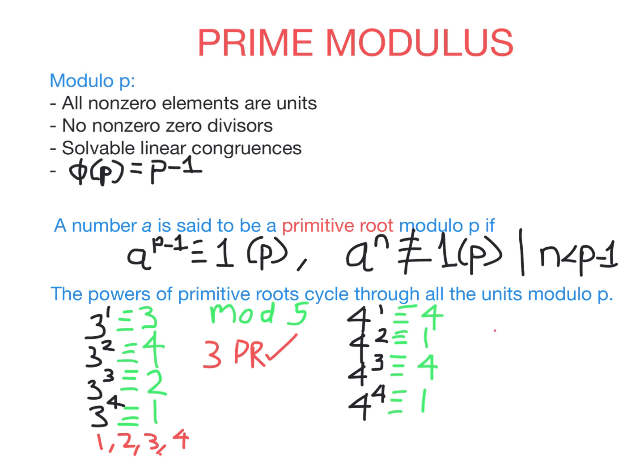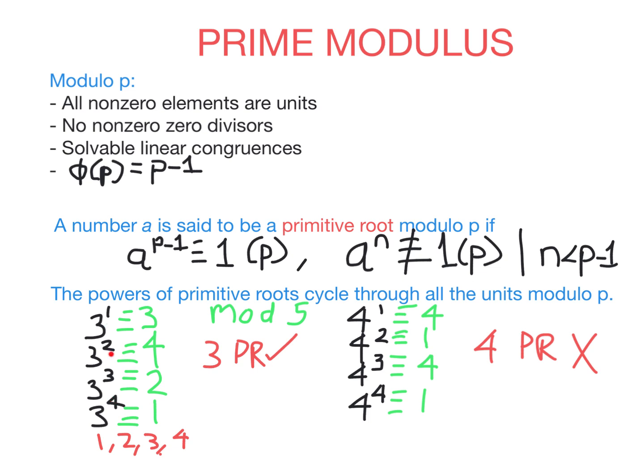So it turns out 4 is not a primitive root modulo 5. Certainly 4 to the p minus 1 is equivalent to 1, but that's not the lowest such power for which that's true. There's a number less than p minus 1, i.e. 2, for which 4 to that power is equivalent to 1. So this is what it means to be a primitive root. It means the first power of the number to be equivalent to 1 is p minus 1.